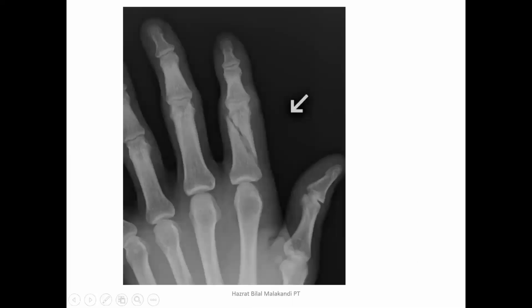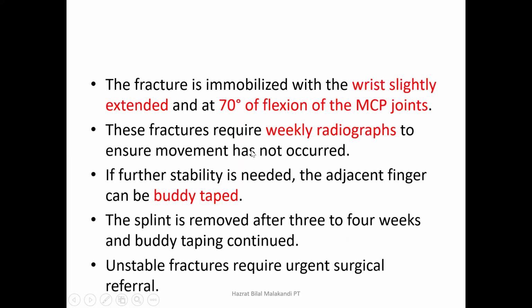As you can see here, this is the first metacarpal, this is the second, third, fourth, and fifth metacarpal. These are the knuckles, these are the MCP joints. This is the proximal phalanx, and we can see here an oblique unstable fracture of the index finger proximal phalanx. The fracture is immobilized with the wrist slightly extended and 70-degree flexion of the MCP joint, like we discussed previously in the intrinsic plus position, where the wrist is in dorsiflexion or extension, and the MCP is flexed to 70 degrees.